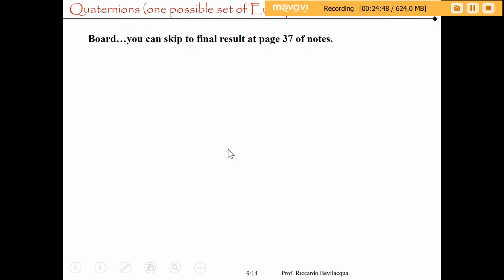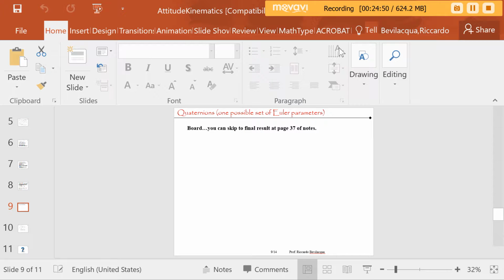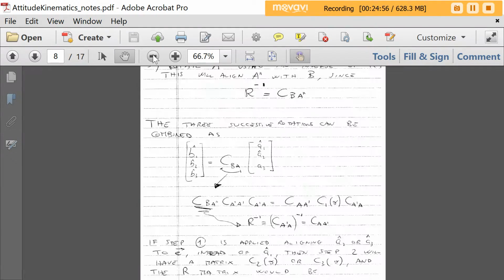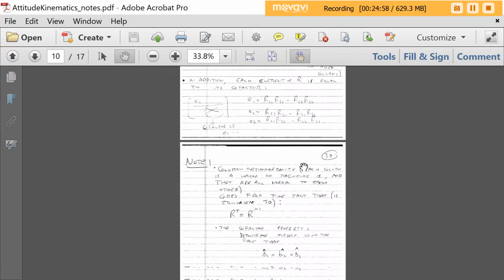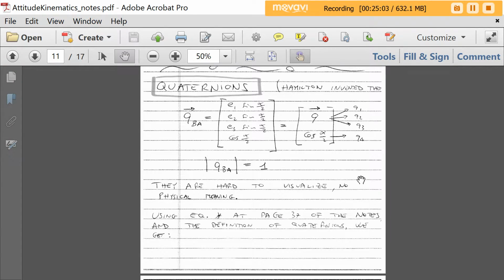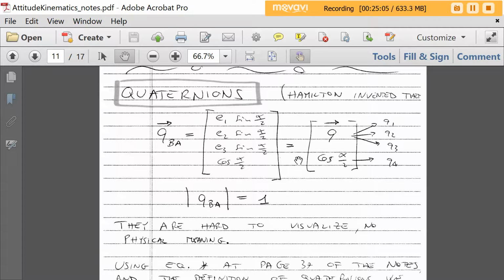Now, I say here that you can skip to page 37 of the notes, and that's exactly what we are going to do. I'm going to define the quaternion and just show what the relationships are that are important to us. And just remember, the only thing we need to remember is that they are just another way to take the DCM and represent it with less than 9 parameters. Euler angles are easy to visualize, but they have the problem of singularity.